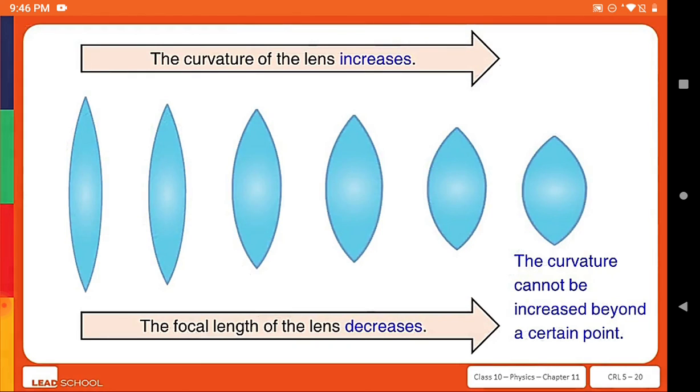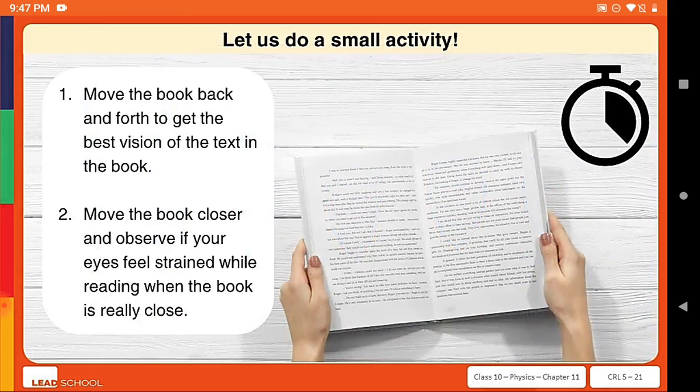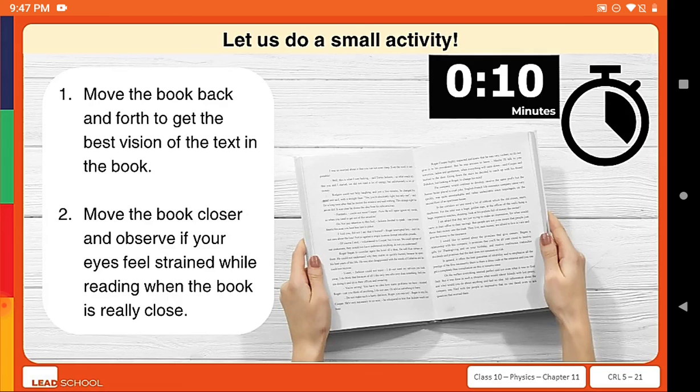However, there is a limit up to which the curvature of the lens can be increased, and the corresponding minimum limit below which the focal length cannot be decreased. We can do a small activity to experience this limit. Take your book in front of your eyes and move it back and forth to find the distance where you get the best vision of the text. Now, move the book closer to your eyes and observe if you feel strain in your eyes while reading when the book is really close. Let us take 10 seconds to do this.